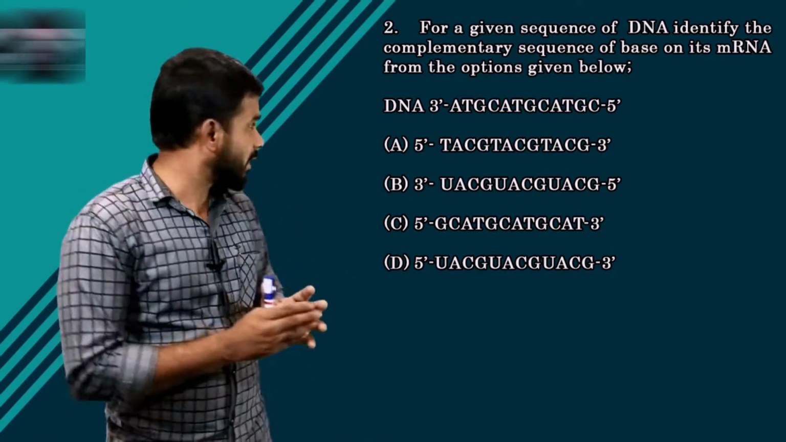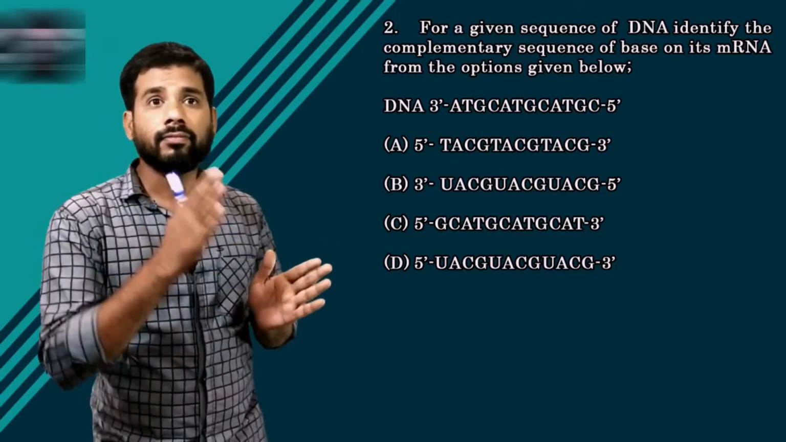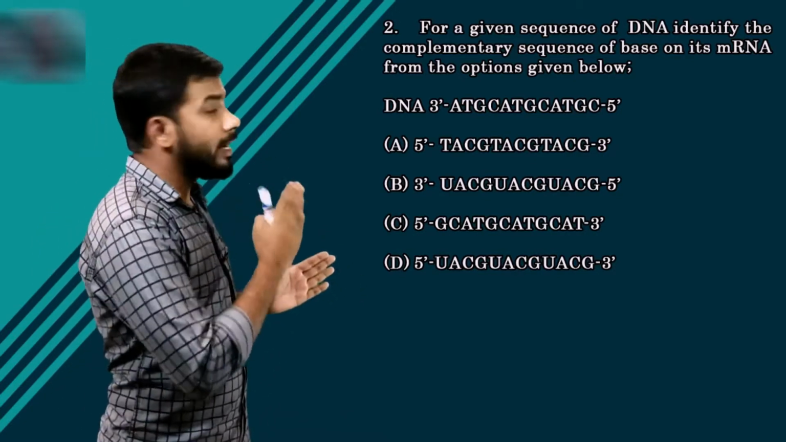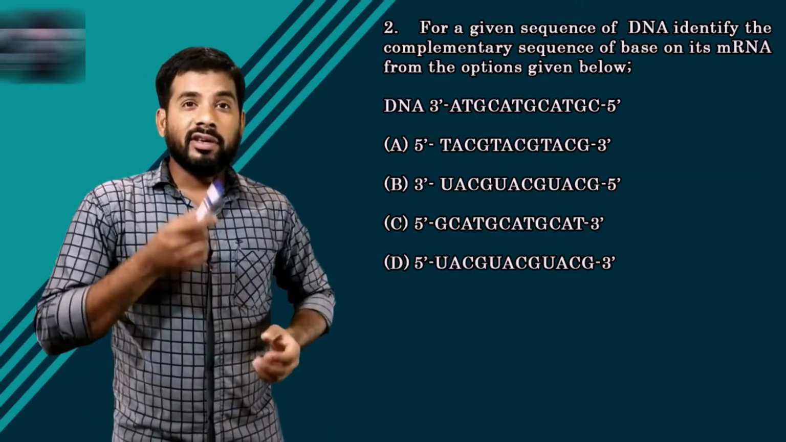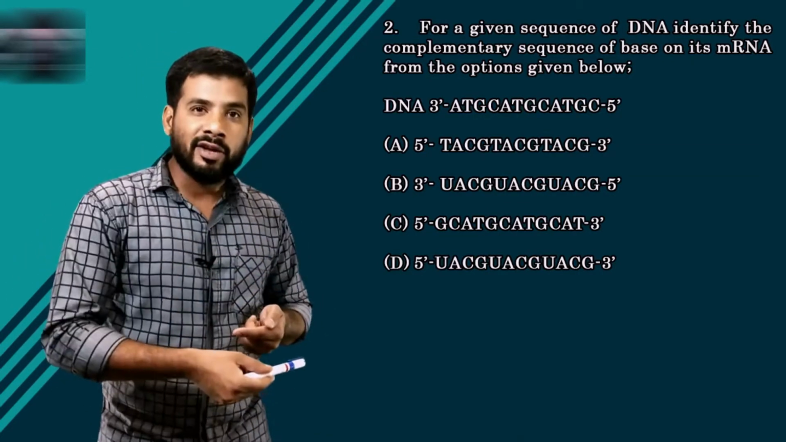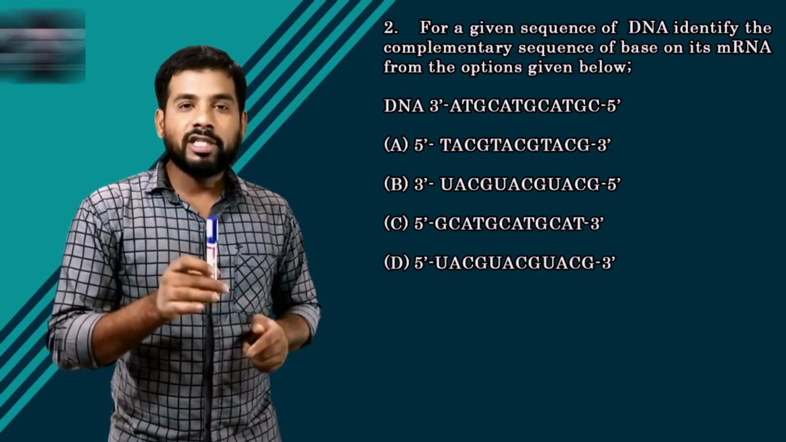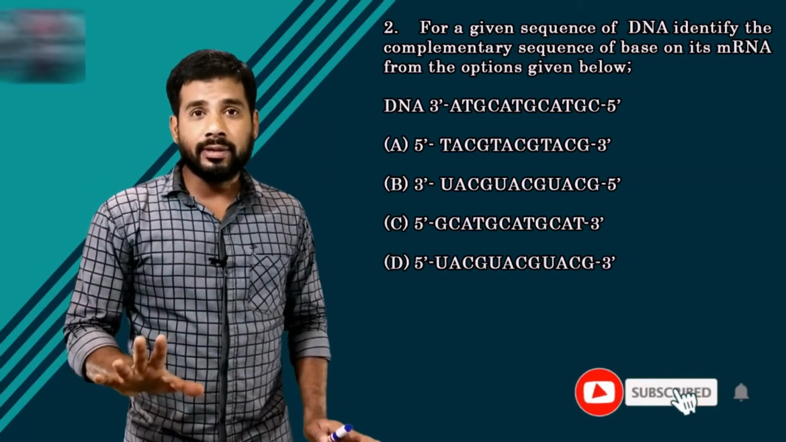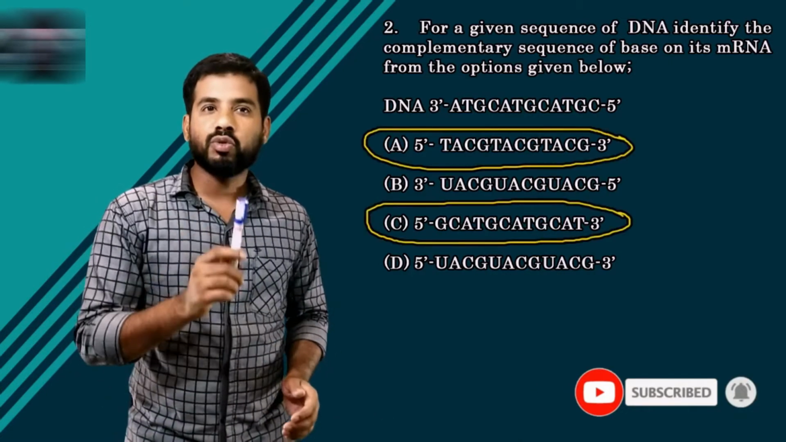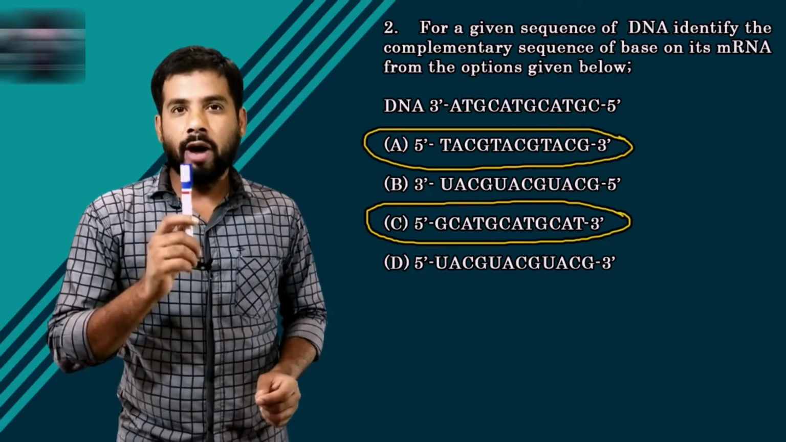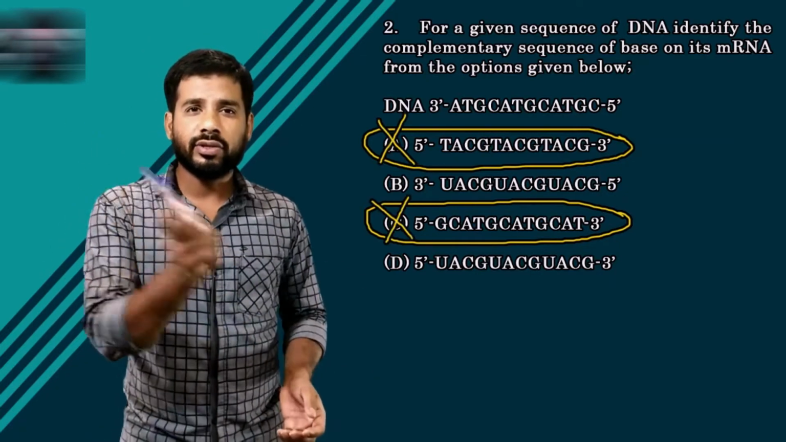The sequence of DNA given in this question is ATGC, ATGC, ATGC. So remember, if on mRNA we have to search for the sequence, there must be uracil. In 2 of the options there is no uracil. Those options are option 1 and option 3, that is option A and option C. So just eliminate them.